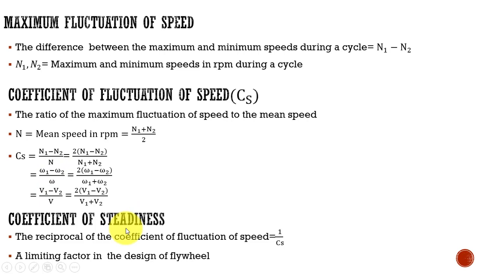The third one is derived from the coefficient of fluctuation of speed. The name of that factor is coefficient of steadiness. What is it? It is the reciprocal of the coefficient of fluctuation of speed. Reciprocal means 1 divided by Cs. If you have a higher coefficient of steadiness, then we can say that the variation in speed is very minimal. It is one of the criteria for designing a flywheel, so it must be as high as possible.